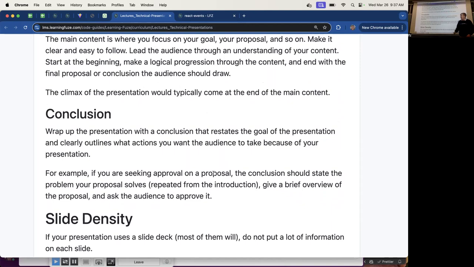And again, here you restate the goal and you outline what actions you want the audience to take. So my goal was to present this technical solution and get a go, no go on it. I'd like you to now make a decision with me. Let's make a decision together, or send me your comments or whatever, and let's decide if this is what we want to do. Okay. All right.